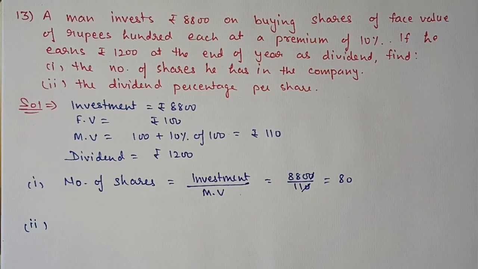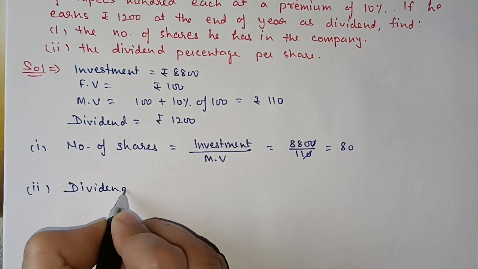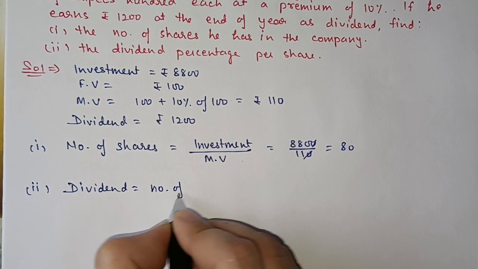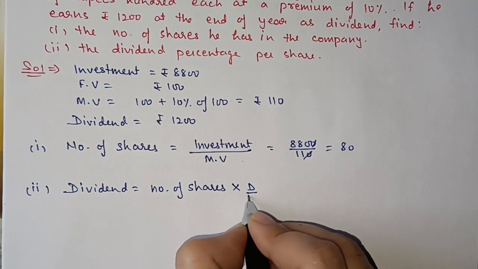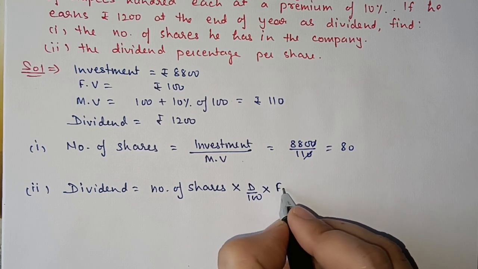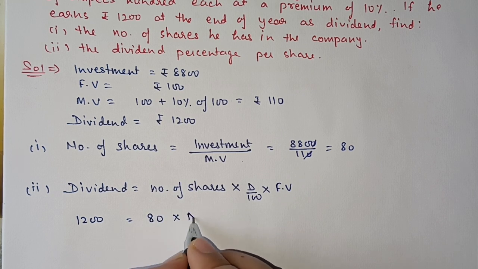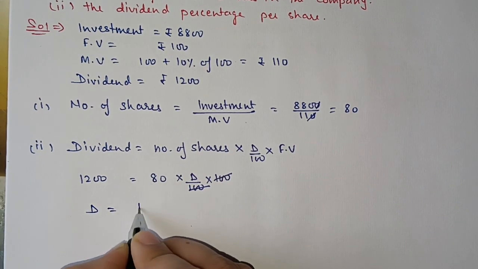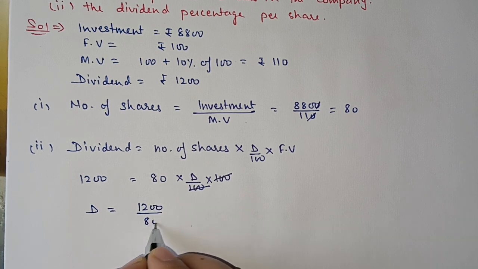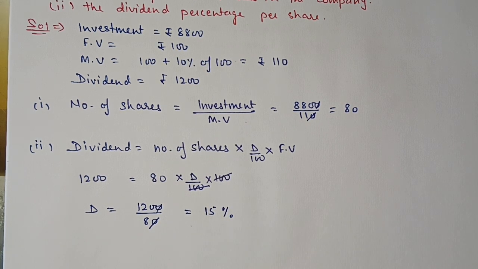Second part, we have to find out the dividend percentage. So we know dividend is equal to number of shares into dividend percentage, or D by 100, into face value. Dividend is given 1200 rupees. Number of shares are 80. D we have to calculate. Face value is 100. So 80 we can shift to the other side. D will be 1200 by 80. So dividend we are getting here is 15%.